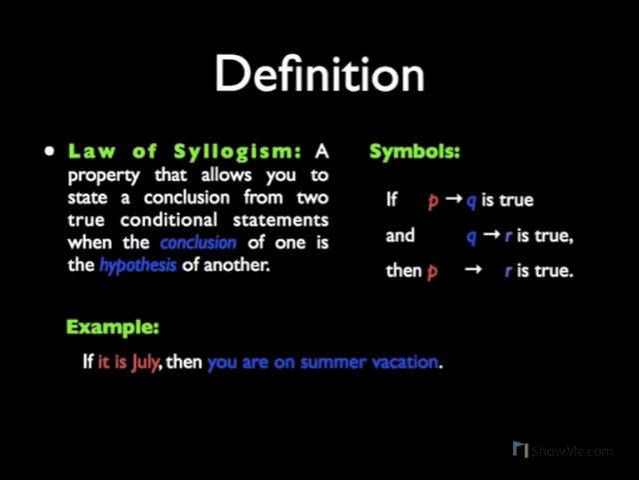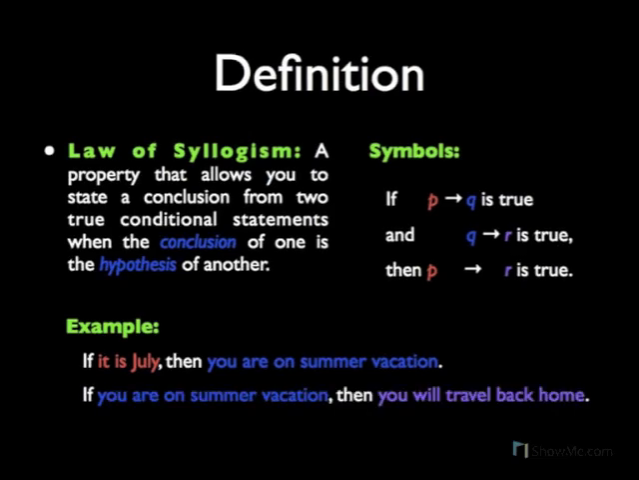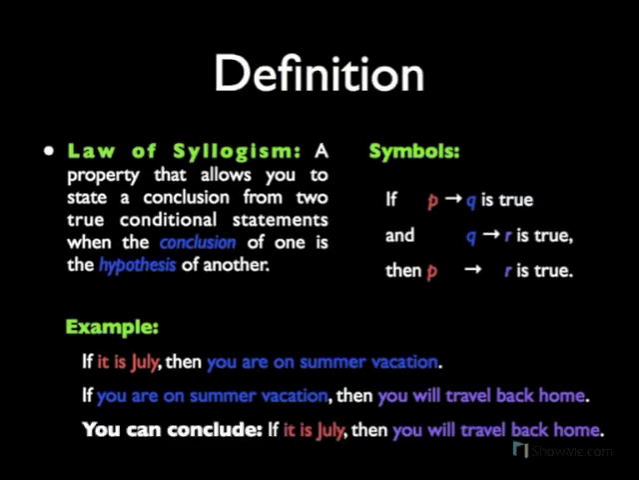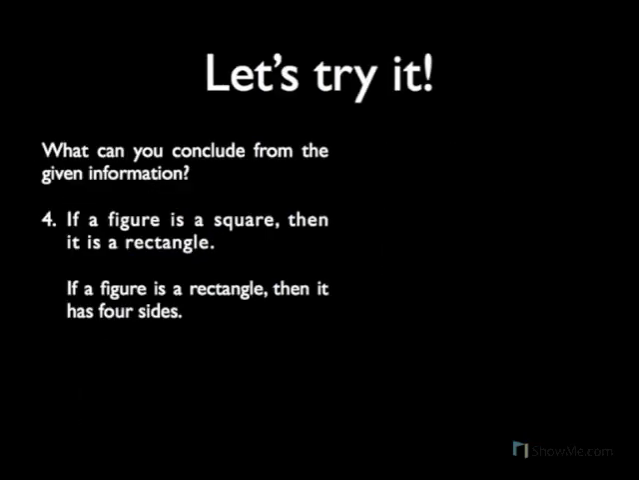We know that if it is July, then you are on summer vacation. Let's also assume that if you are on summer vacation, then you will travel back home is true as well. Notice how you are on summer vacation is the conclusion of the first conditional, and it is the hypothesis of the second conditional. The law of syllogism then allows us to conclude, if it is July, then you will travel back home. Let's try it.